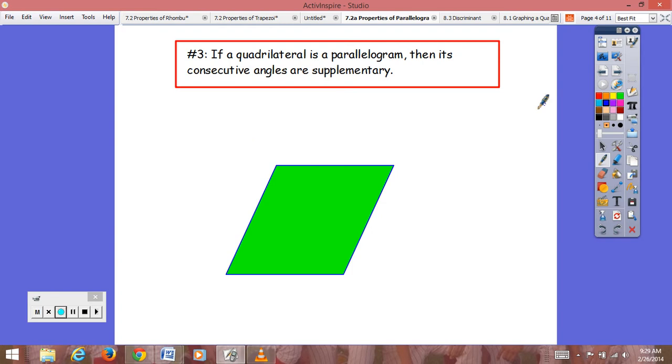Our third property: if a quadrilateral is a parallelogram, then its consecutive angles are supplementary. If we remember back, supplementary angles means they add up to 180 degrees. So again, if we have parallelogram ABCD, then consecutive angles means one after another, so angle A and angle B add up to 180, angle B and angle C add up to 180, angle C and angle D add up to 180, and angle A and angle D add up to 180 degrees.